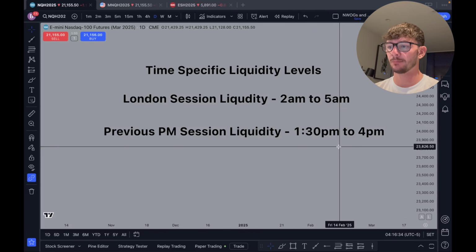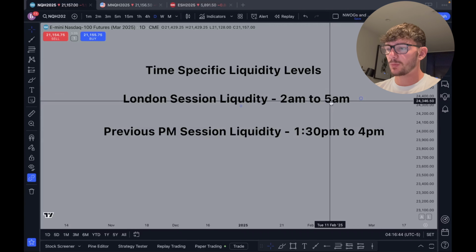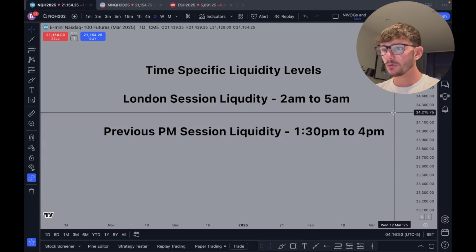These are the levels that I'm looking for price to come up to or down to and sweep. So let's say I have a bullish daily bias. I will look for price to sweep the London session low, because I want to see it sweep sell side liquidity and then come up to the upside for the daily range. Or I will look at the previous PM session's low for that same thing to occur. So these are the levels I'm looking at as far as time-specific liquidity.